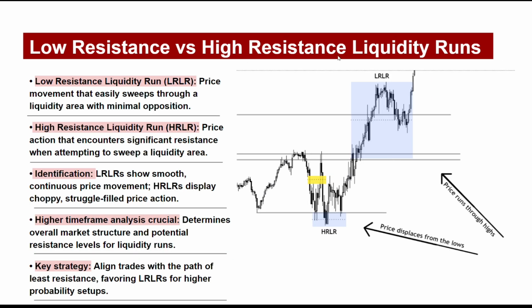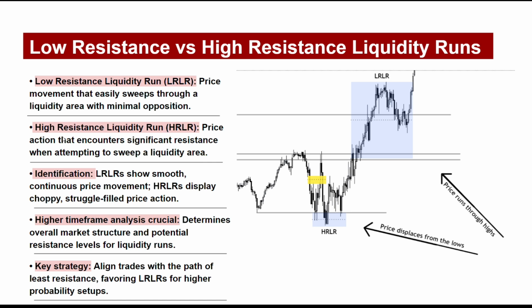So we have to understand low resistance versus high resistance liquidity runs. A low resistance liquidity run, also known as an LRLR, is price movement that easily sweeps through a liquidity area with minimal opposition. So this is where, look right here, this is a low resistance liquidity run. Look, there's equal highs right here, and price, as you can tell, once it sweeps through, there's no displacement lower or resistance from it. We have low resistance and it sweeps right through it. So we have to understand that.